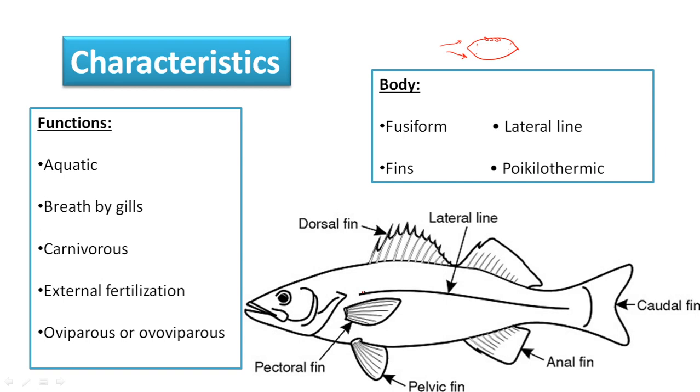Also, they are poikilothermic. That means that they cannot control their body temperature. So, their body temperature is influenced by, and is similar to, the temperature of the water. That means that they have to get used to some water temperature. For example, you can find some fish that live in warm water, like the tropical fishes, but also you can find other fish that can live in cold waters, close to the poles, for example.